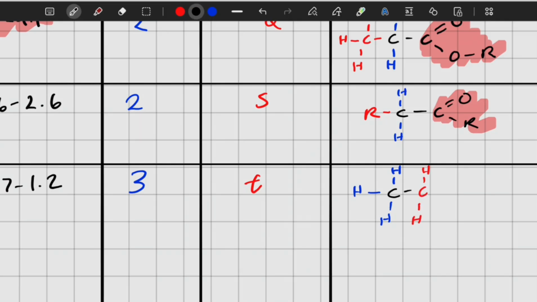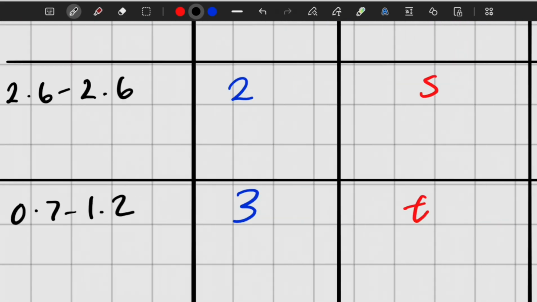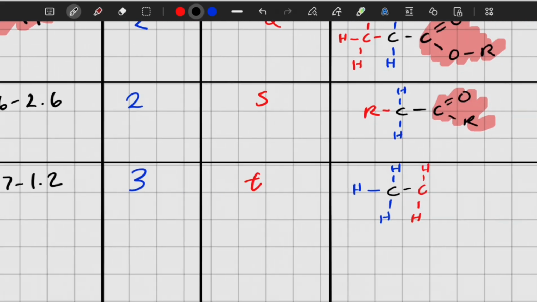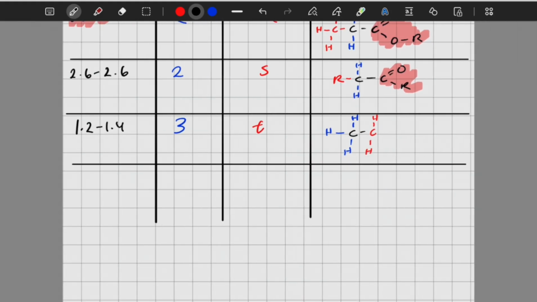Okay, so it's either this, 0.7 to 1.2. Since it's already a CH3 and it's next to CH2, it's probably not the 0.7 to 1.2 range. It's probably the 1.2 to 1.4 range. Okay, next. I'm doing this really slow, but this is just for the people who need it.